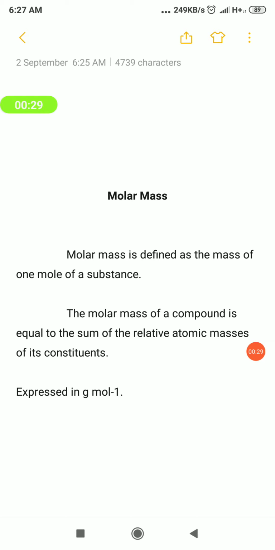Yes, and now we are going to see about the molar mass. It's nothing but the molecular mass, but the number of moles of the molecule will be 1.